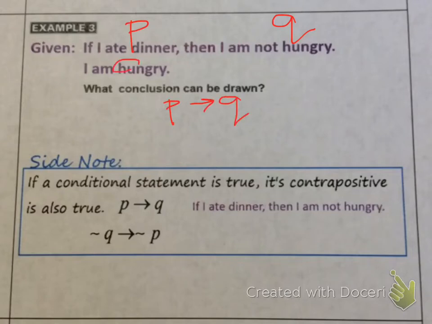Now this part, I am hungry, is Q again. So I have Q, so what do I get to conclude? I can conclude, so it says, if I ate dinner, then I am not hungry. Okay? So Q was not hungry.